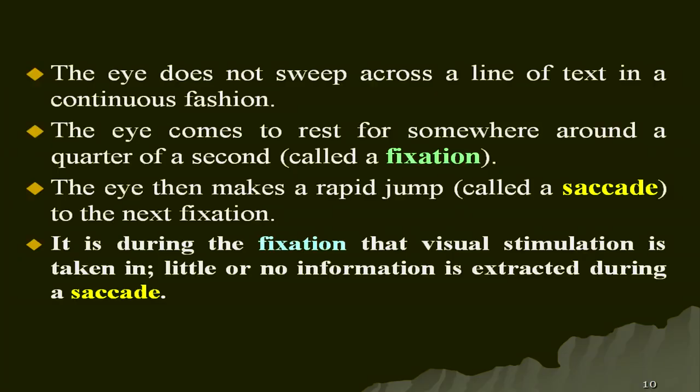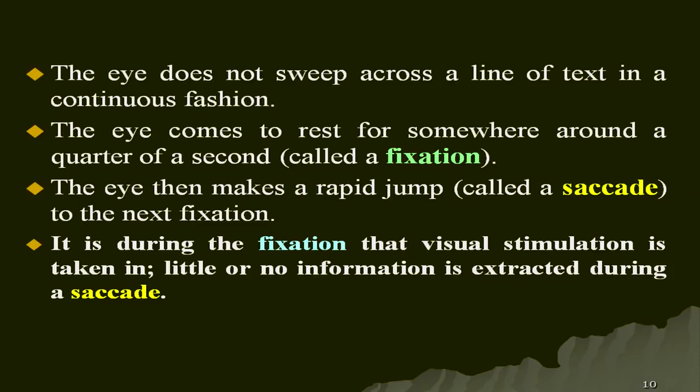If the word is there, then either on the beginning or the last part of the word or in the middle, somewhere the eyes will be fixed. This is called fixation. Then the eye makes a rapid jump. It quickly jumps to the next fixation, and that process is called a saccade.